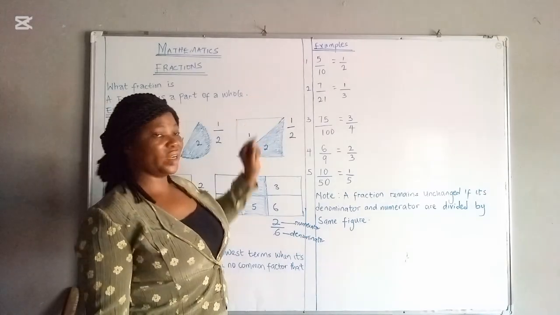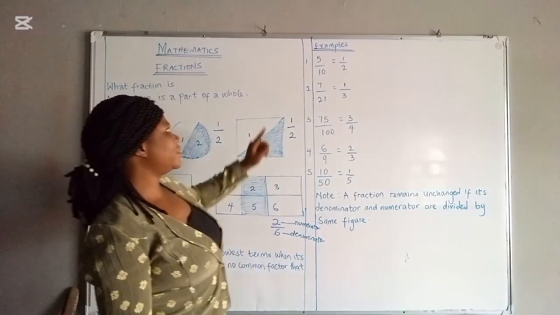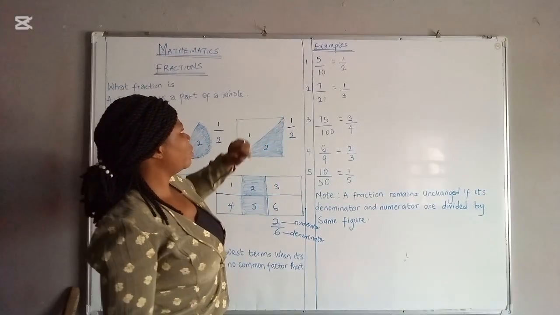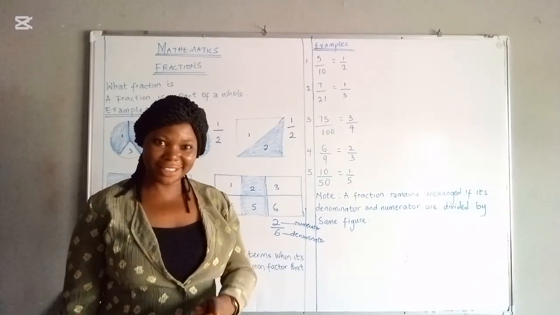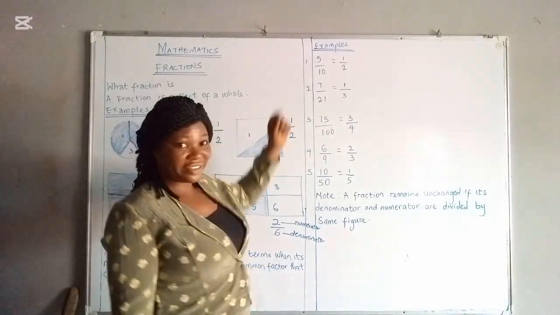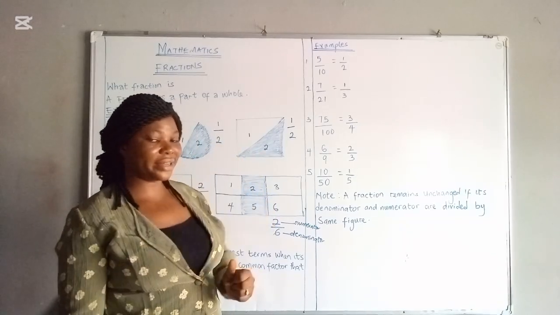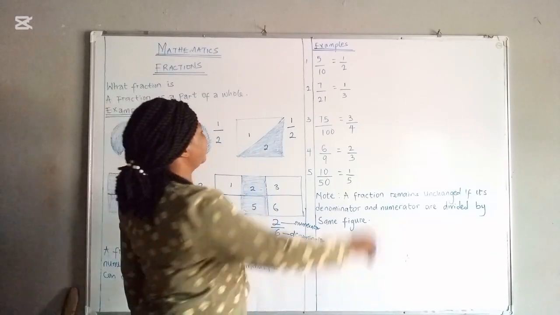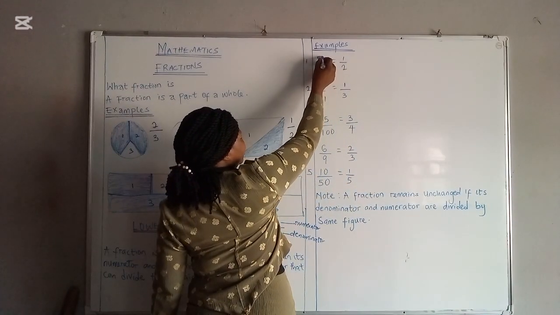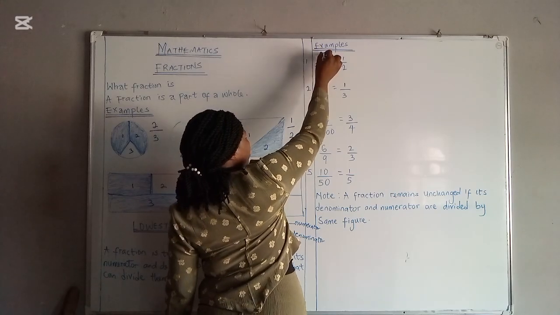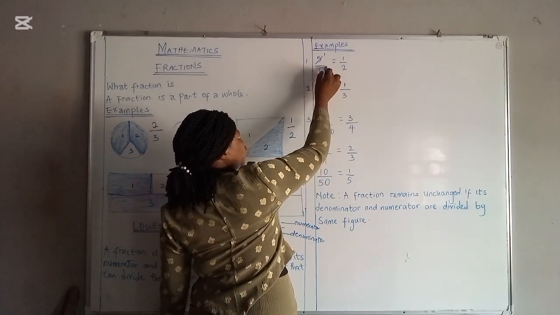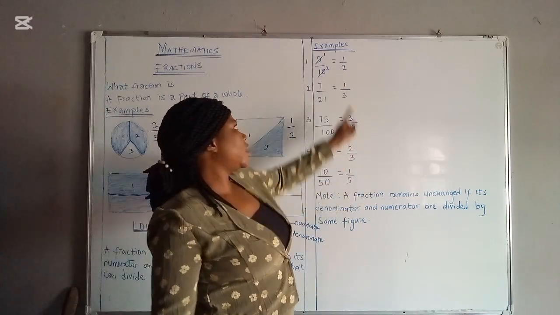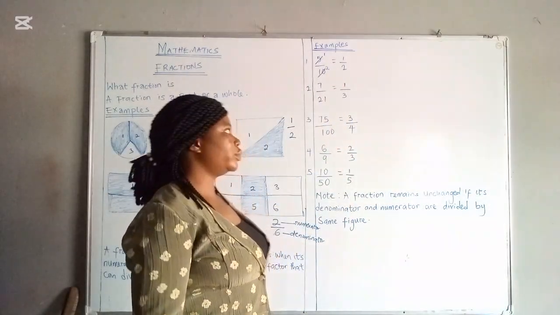5 over 10. Now looking at this, is there a number that can go in 5 and also go in 10? Yes. 5 can go in 5 and can also go in 10. So 5 divided by 5 will give you 1, and 10 divided by 5 will give you 2. So the answer is 1 over 2.